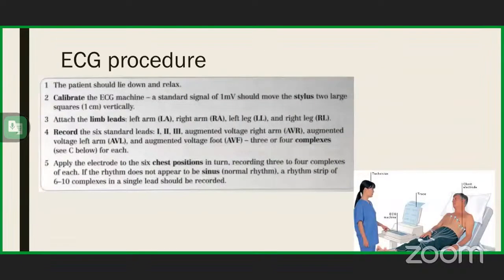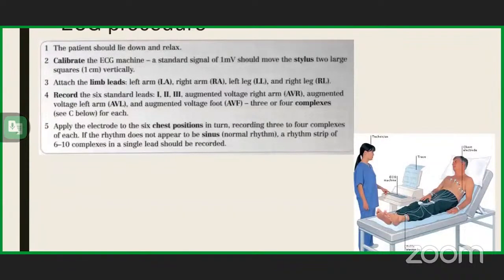The procedure, of course, we all know how to develop this. We all know how to work on this. And in black and white, we have the specific vocabulary. As you can see in the picture, the patient is lying down on the bed. The patient must be relaxed.